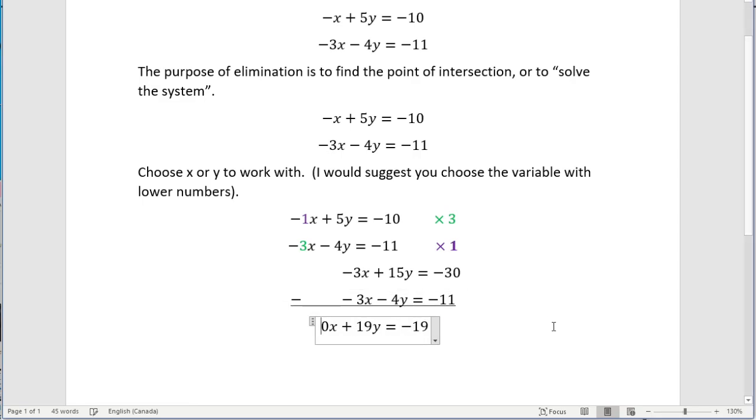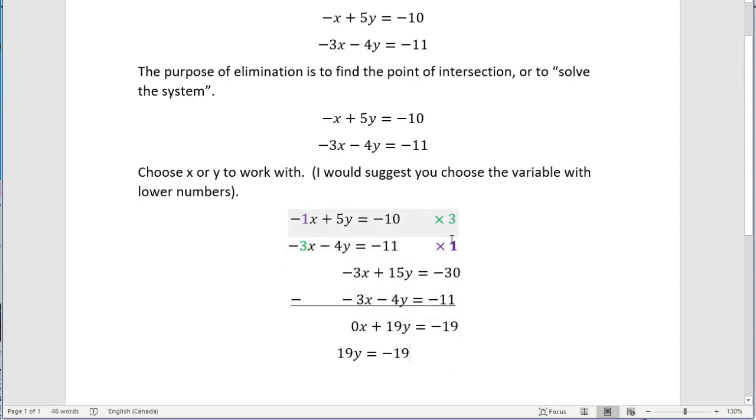And you see all I did there was just subtract each column. So negative 3x take away negative 3x was 0. 15 take away negative 4 is 19. Negative 30 take away negative 11 is negative 19. Now what's important about this is that because the two x's have the same number, they disappear. It becomes 0x, and 0x is not important to keep. It disappears. You don't need it anymore.